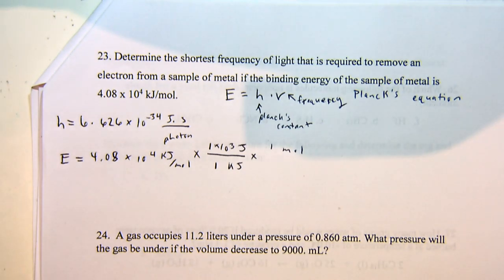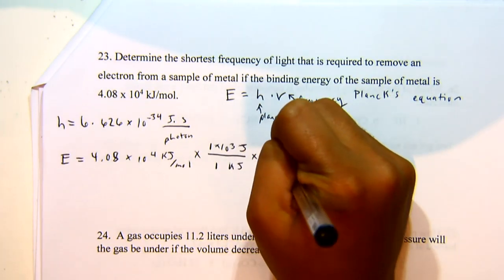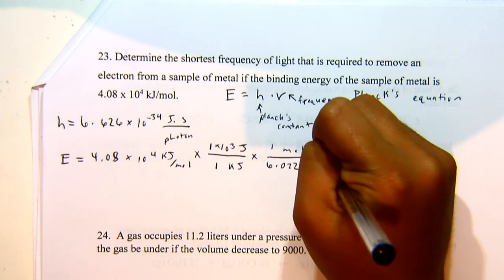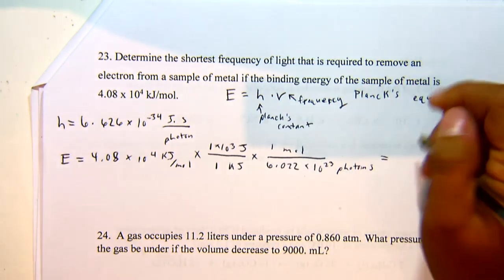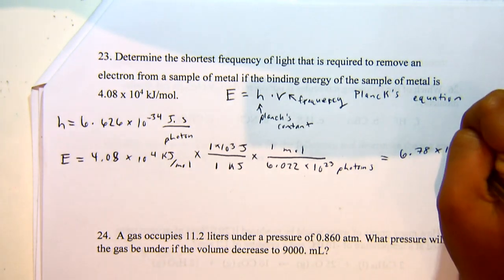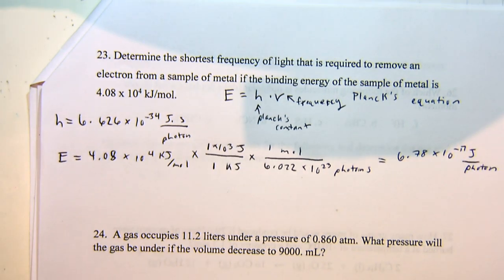And what number do we know to use for that? That's when you use Avogadro's number. So you would use Avogadro's number and make it applicable to photons. And this is going to give us 6.78 times 10 to negative 17 joules per photon. And now we could use this in the equation to give us the correct units.